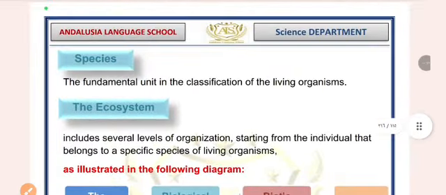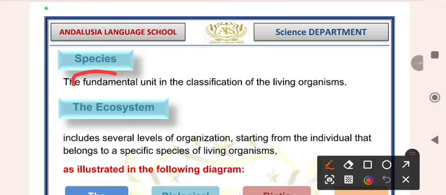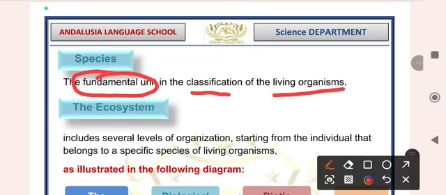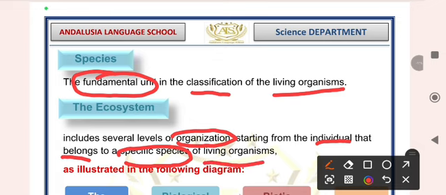We should take the species. Species means the basic unit, or fundamental unit, in classification of living organisms. This is the basic unit that builds up the ecosystem. An ecosystem includes several levels of organization, starting from the individuals that belong to a specific species of living organism. Ecosystem, we said, means living and non-living.